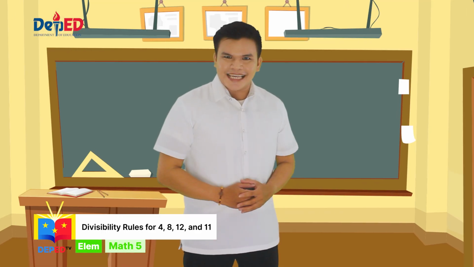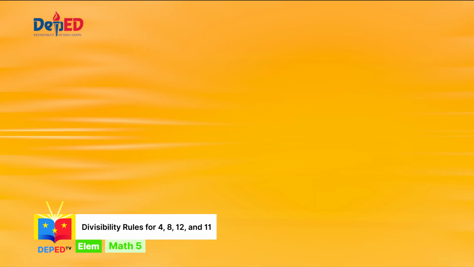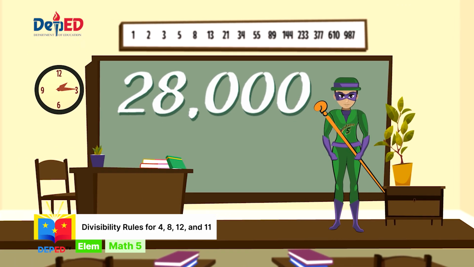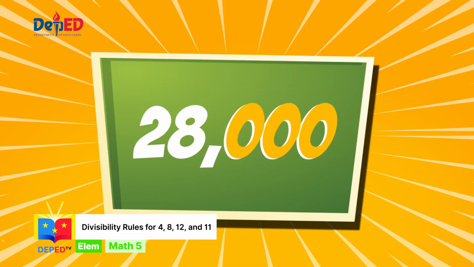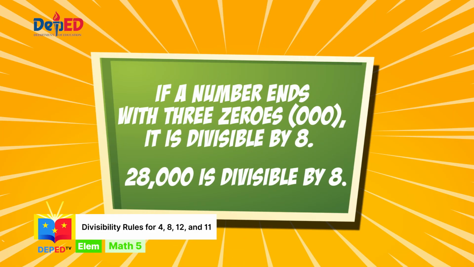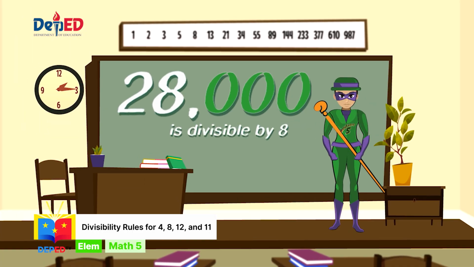Super Driller, take it away. Let's see if you're listening to the professor. 28,000. Is 28,000 divisible by 8? Let's take a look at the last 3 digits of the number. The last 3 digits of 28,000 are 3 zeros. The rule states that if the last 3 digits of a number are 3 zeros, it is divisible by 8. So, our answer is yes, 28,000 is divisible by 8.